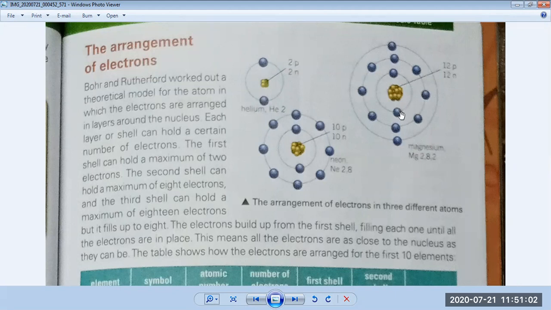First is called K shell, you can write on the figure. Second is called L shell, and the third one is called N shell.